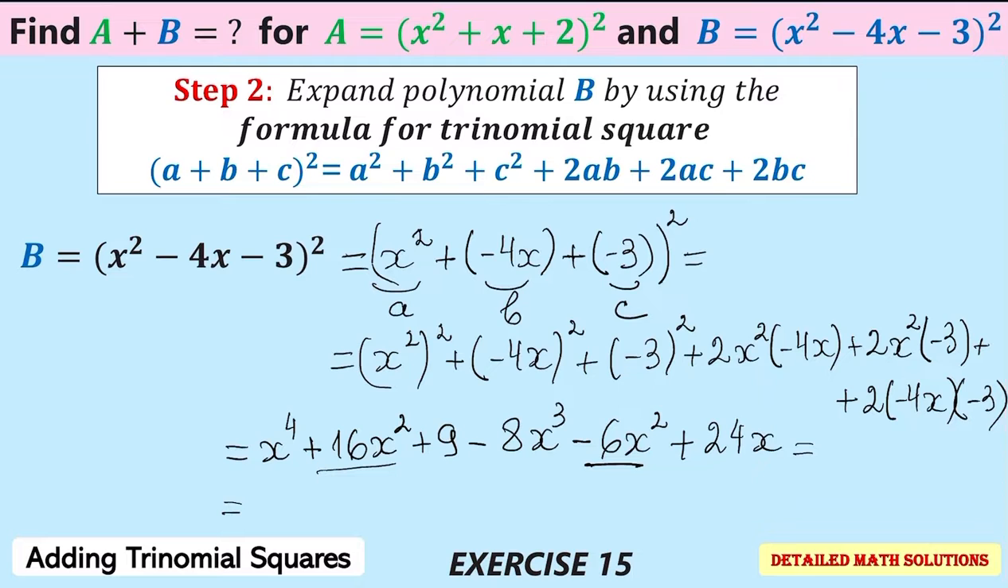So this equals, or B equals, x to the fourth power minus 8x cubed plus 10 times x squared plus 24x plus 9.